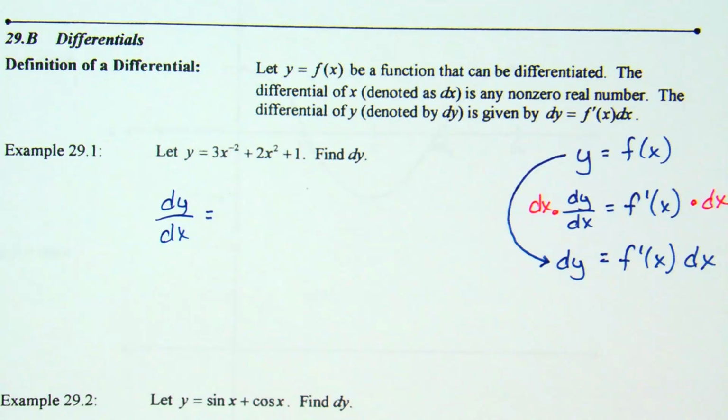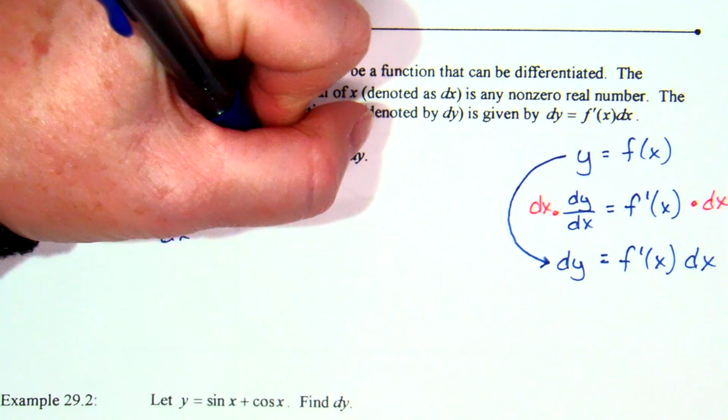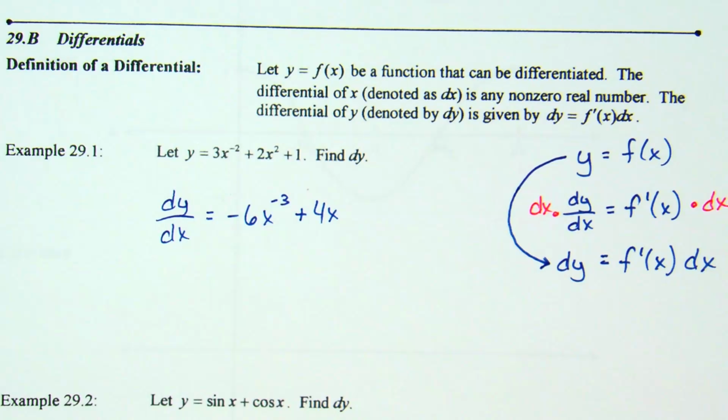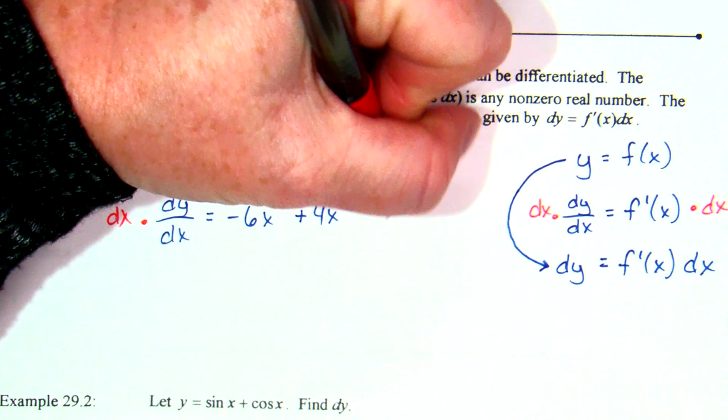So derivative of 3x to the negative second: negative 6x to the negative third. Derivative of 2x squared: 4x. Derivative of 1: 0, nothing. Okay. We're being asked to find dy. How do you get dy by itself? Multiply by dx. If you multiply the left by dx, we're multiplying the right by dx.